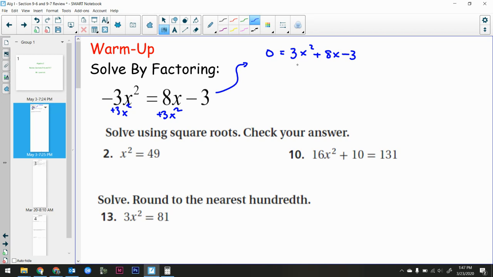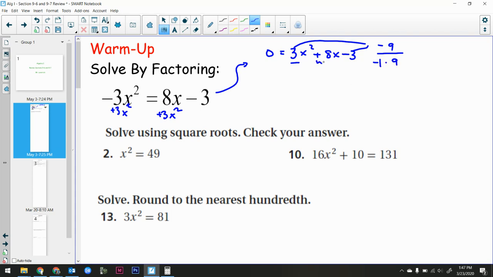Now, a lot of you are not factoring correctly. I noticed on that homework assignment with that A, B, and C, the A, B, and C were not very good. So make sure you're factoring correctly. When there's a number out front, things change a little bit. Remember, you multiply first and last. 3 times negative 3 is negative 9, and then you find the factors of negative 9 that add to get to positive 8, which in this case are negative 1 and 9.